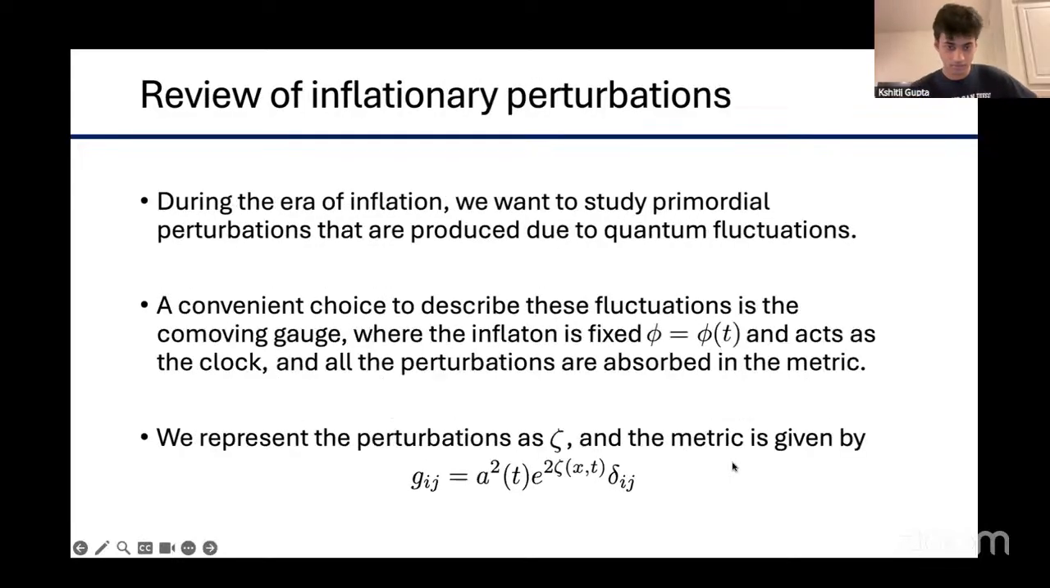These are the zeta perturbations, and these are essentially the curvature perturbations. When you absorb all the perturbations into the metric, the metric is given by g_ij equals the scale factor, which is e to the 2Ht for de Sitter where H is constant, times e to the 2 zeta. Great. So this is the perturbation that we want to focus on for the rest of the talk.